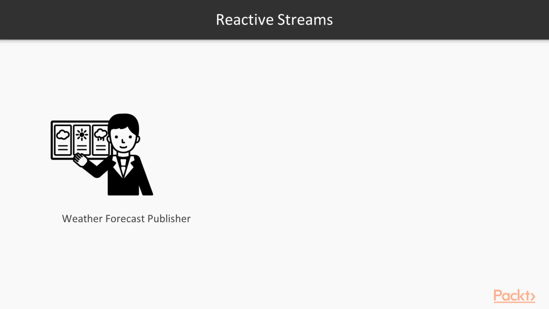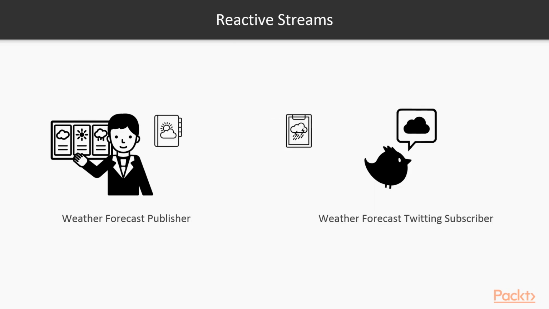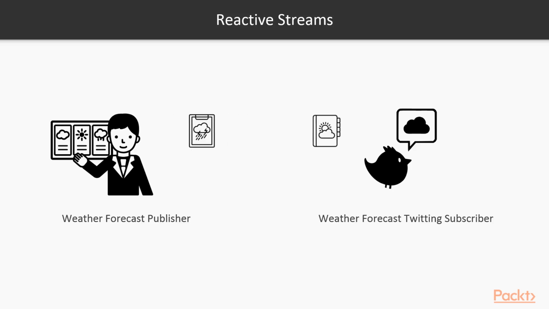In this section, we will be working with weather forecasts. We will have a service which creates forecasts. This service makes forecasts available for other components by publishing them. It's a publisher. We also have another component which wants to receive these messages, the weather forecasts. It will post them to Twitter. This is a subscriber. It receives messages and processes them.